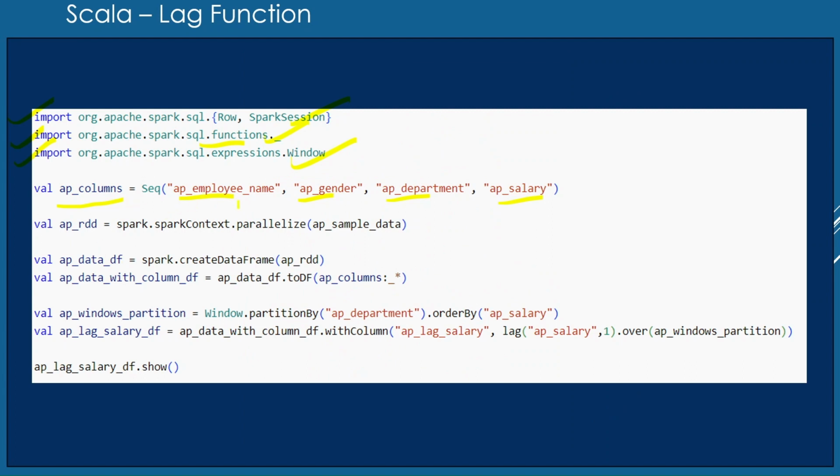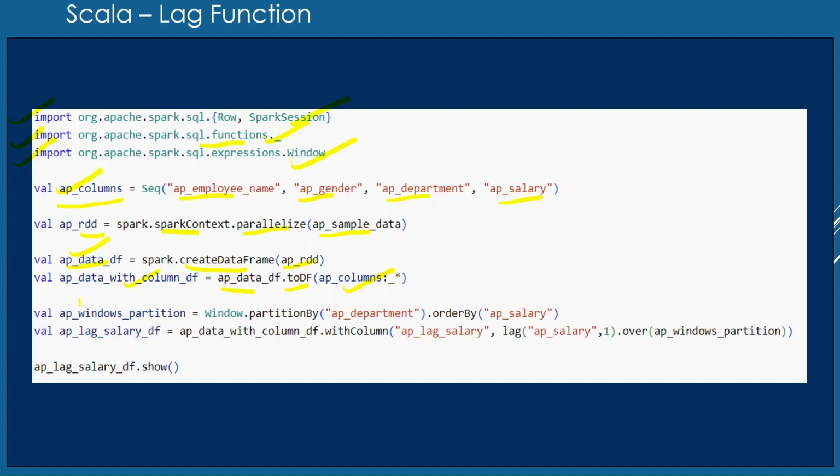With the help of the sparkContext.parallelize function, I am creating an RDD based on the list variable which we have defined. Once this RDD gets created, with the help of the createDataFrame function, by passing this RDD, I am creating a data frame. In this data frame, no column names are present, so I am creating a new data frame. On top of it, with the help of the toDF function, I am providing the column names which we have defined here, the AP columns variable.